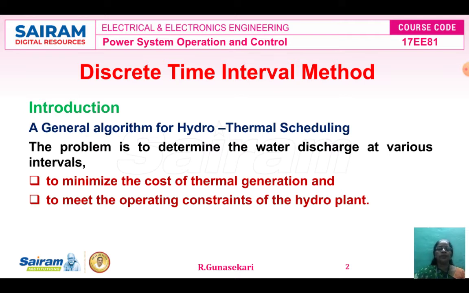The problem is to determine the water discharge, that is Q naught, at various time intervals. It depends on two factors. One is to minimize the cost of thermal generation. The other one is to meet the operating constraints of the hydro power plant only.